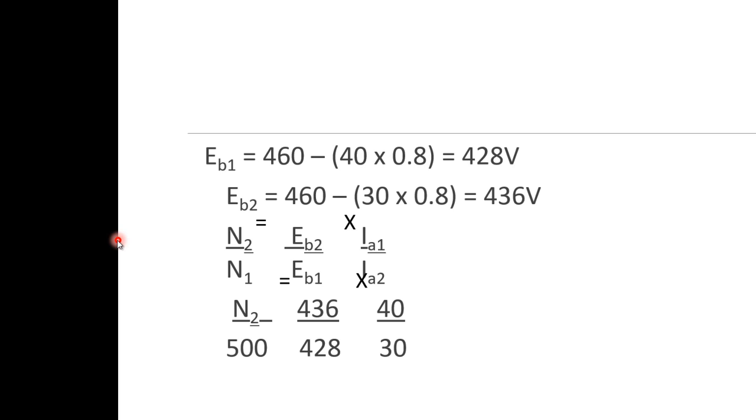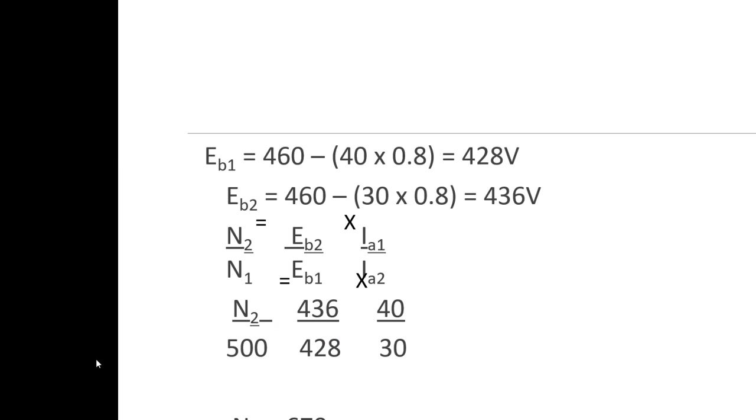So substitute the values directly. So we know N1 is equal to 500. So N2 directly we can substitute all the values which we already have except N2. So substitute all the values. Then we will get N2 is equal to 679 rpm. Okay.